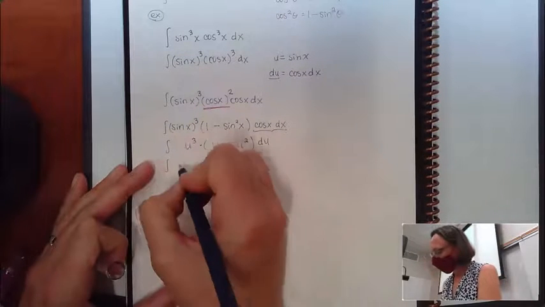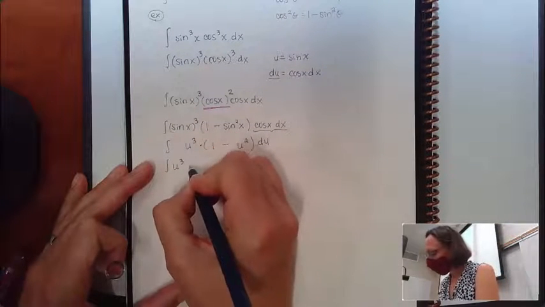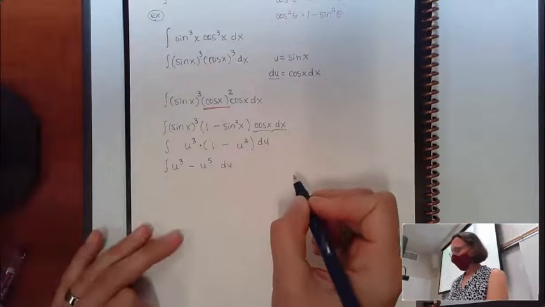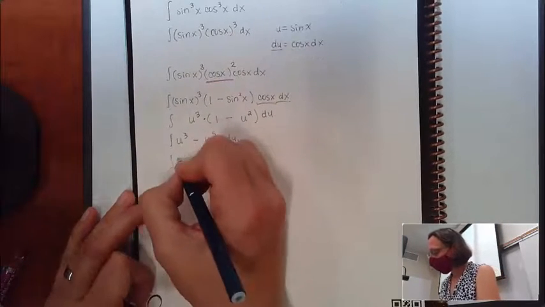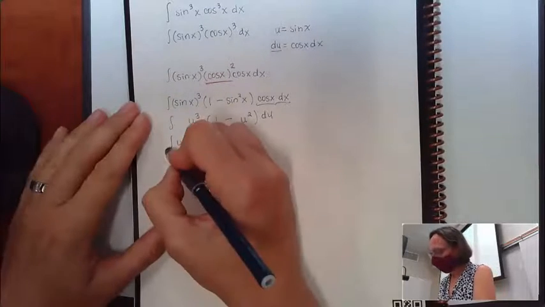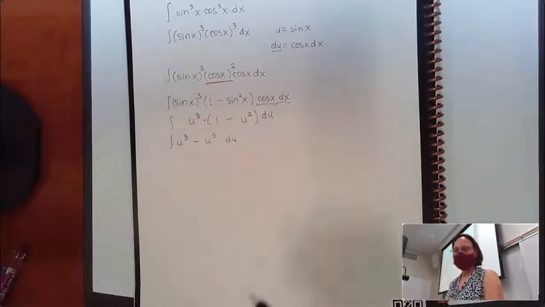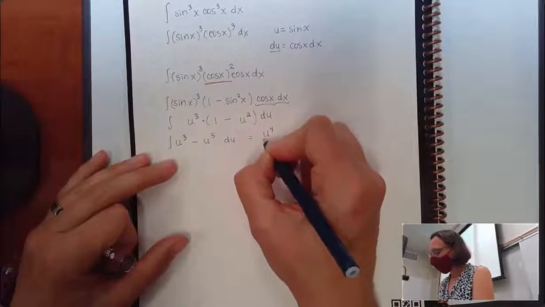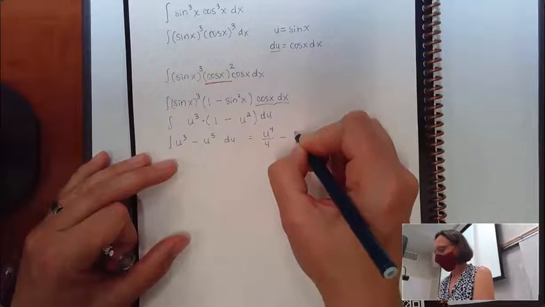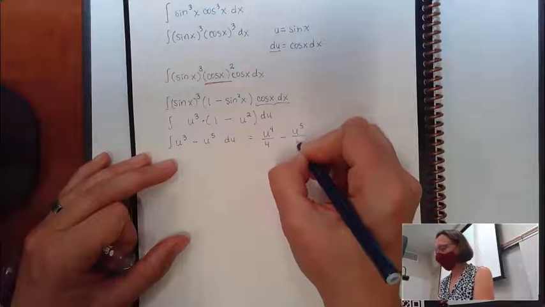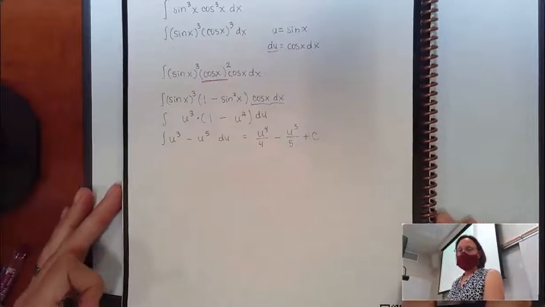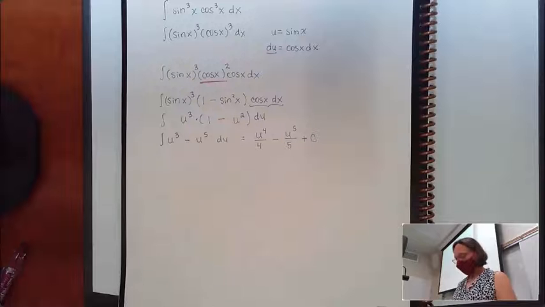So if I distribute this out, I've got u cubed minus u to the fifth. And I don't need an integral. I'm ready to evaluate. Ready to take that antiderivative: add 1 to the exponent, divide by the new exponent, minus, add 1 to the exponent, divide by the new exponent. And to make sure we get all our points, we should put this back in terms of where we started.